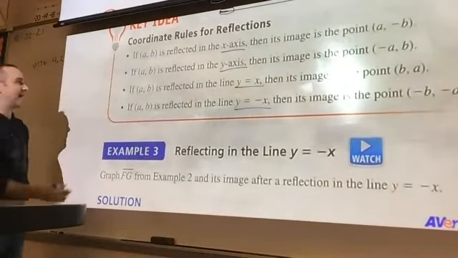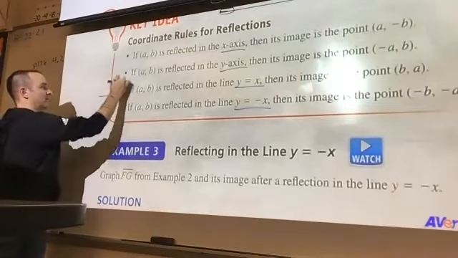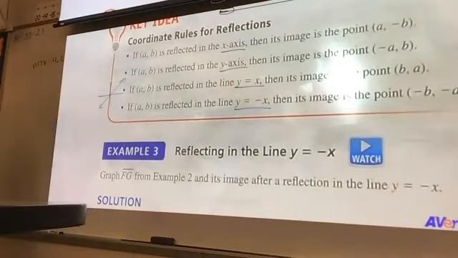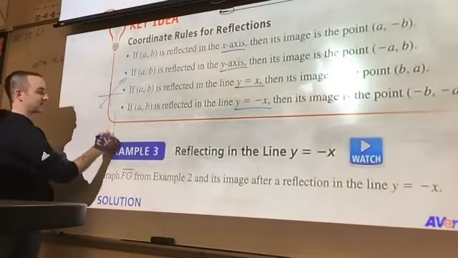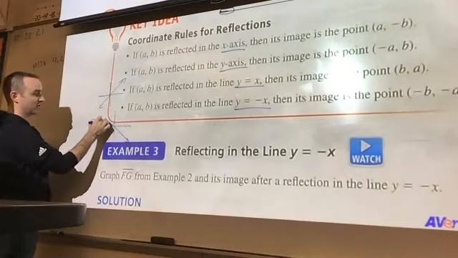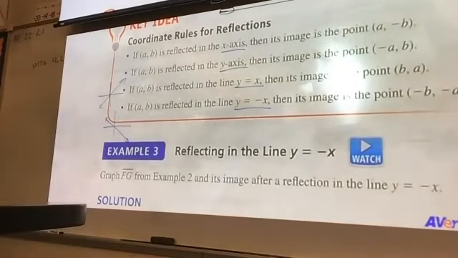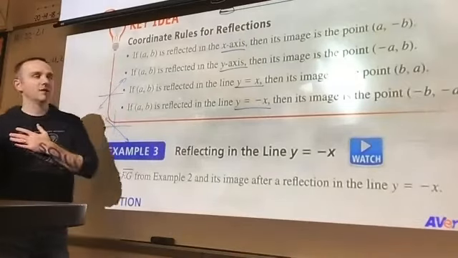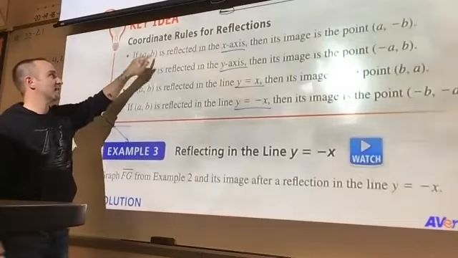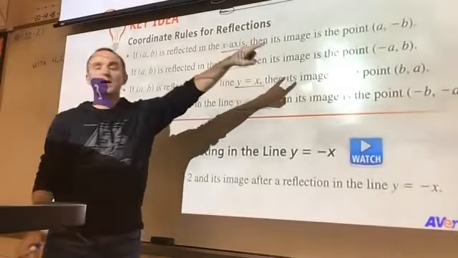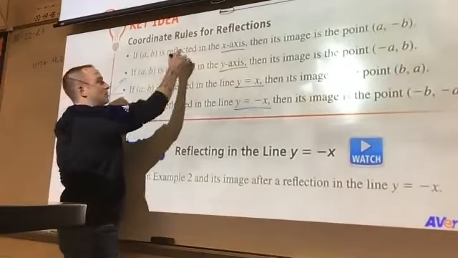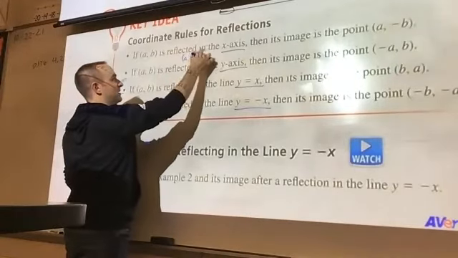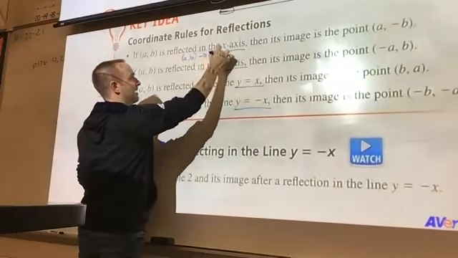That line, y is equal to x, that's that diagonal line. Y is equal to negative x is just the negative version of it going down. So those are the four different lines that we're going to reflect over. And we can write these as rules in arrow notation. We're saying (a, b) is going to become (a, negative b). So in arrow notation, that would be (a, b) becomes (a, negative b).